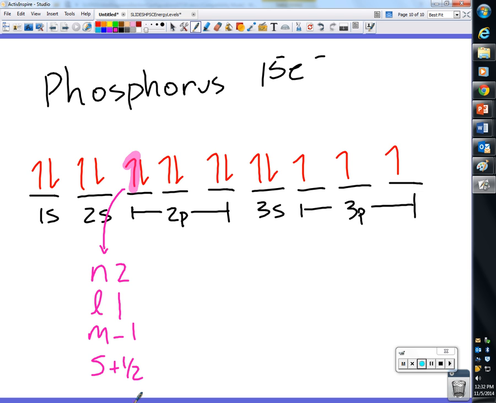Okay? So, first, there are two that have to be the same on everybody's paper. What are the two that have to be the same? n has to be 2 because it's in the second energy level, and l has to be 1 because it's a p orbital. Okay? So go ahead.